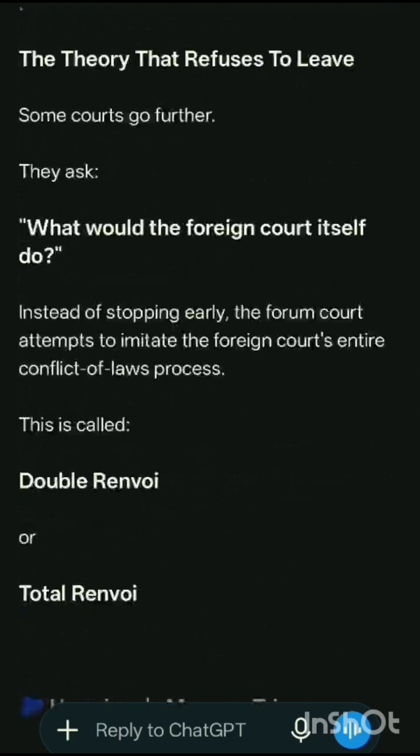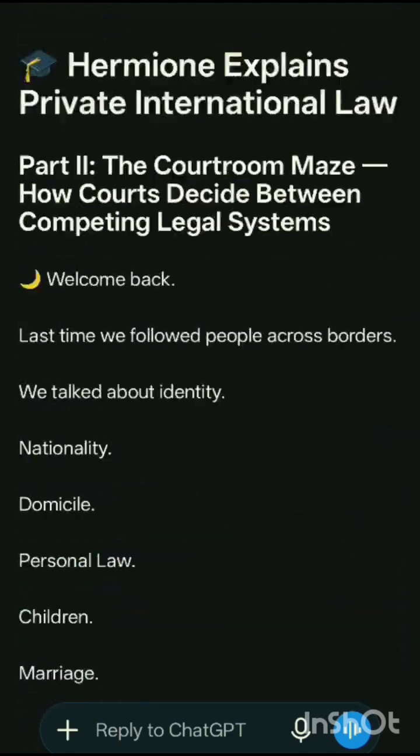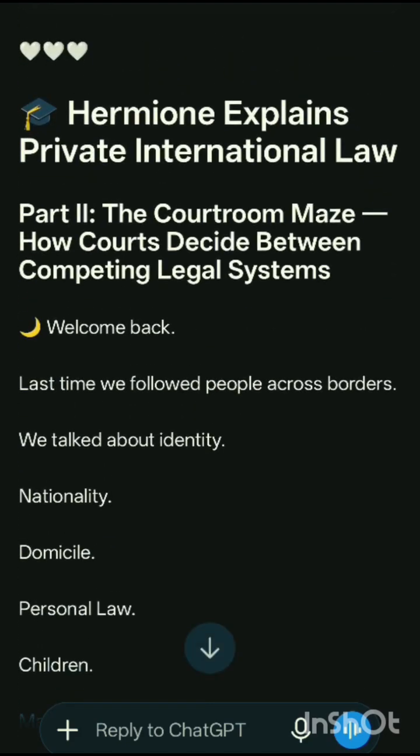Hermione explains private international law. Part 2, the courtroom maze: how courts decide between competing legal systems.